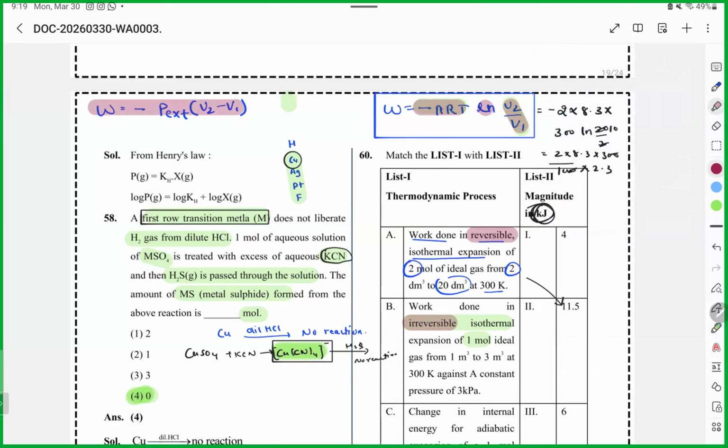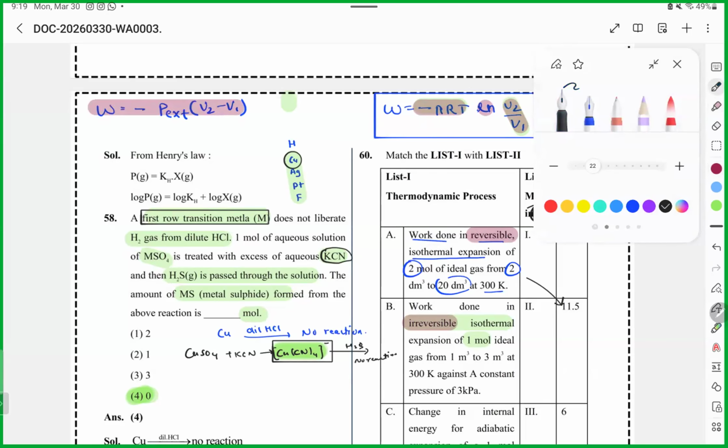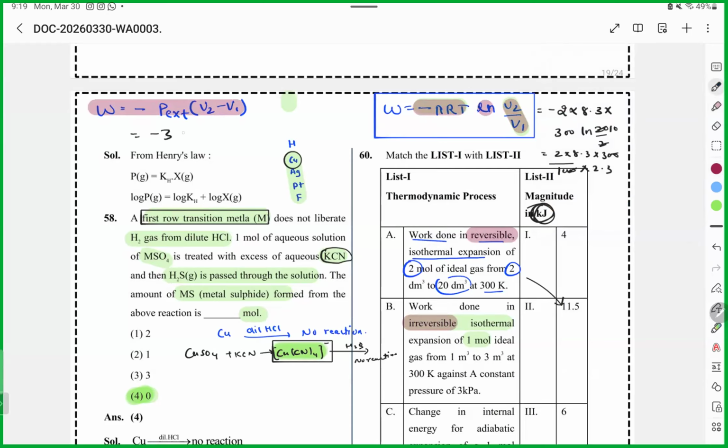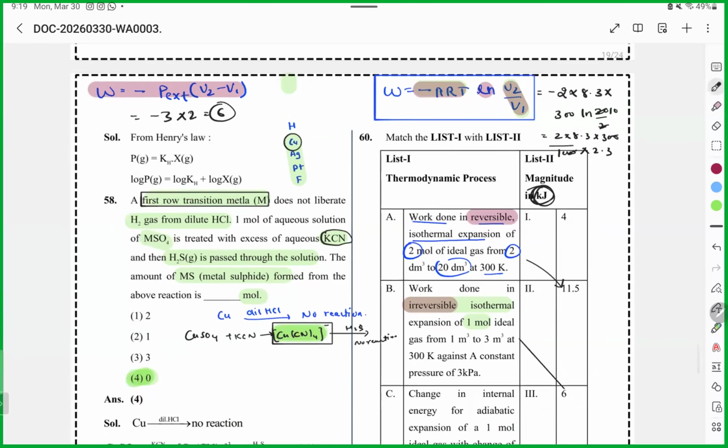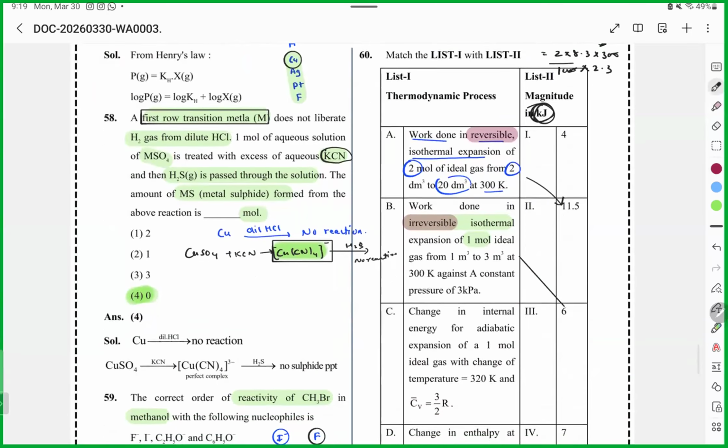What will be the answer? Pressure is given 3 and volume 3 minus 1, 2. So 6. Any doubt? Minus 6. Done.